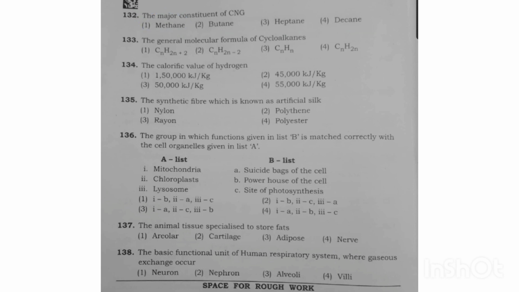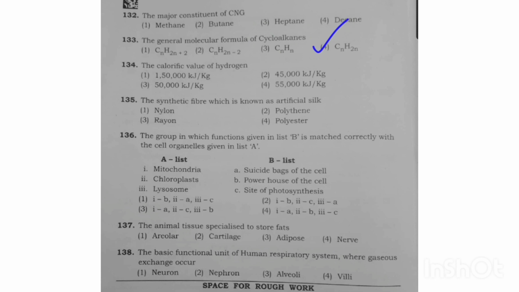Okay, the next one is the general molecular formula of cycloalkanes. We have to know this in the chemistry part, where we study cycloalkanes and find out their molecular formula. The first option is CnH2n+2, then CnH2n-2, CnHn, and the fourth one is CnH2n. So the molecular formula of cycloalkane is CnH2n. Hope you all understand this.